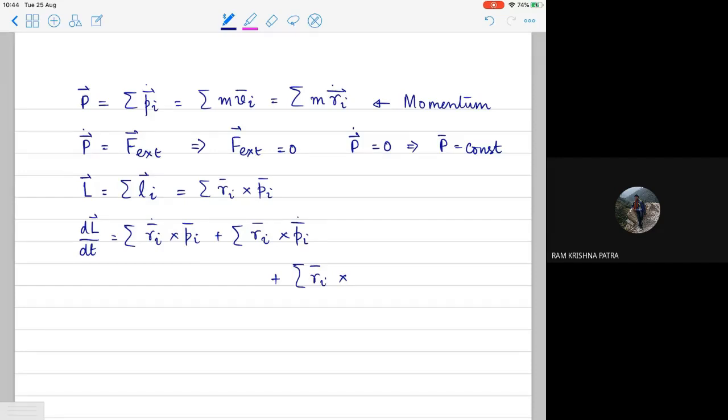The force acting on any individual particle would be given as a sum of two quantities: a summation of Fij, the force on the ith particle due to the jth particle, which is the interaction force, plus any external force acting on the system. Now, if I assume for the time being that the external force acting on the system is 0, then this term cancels off.